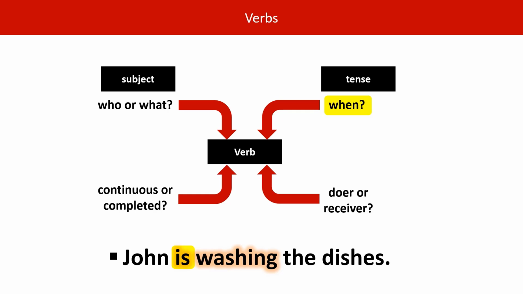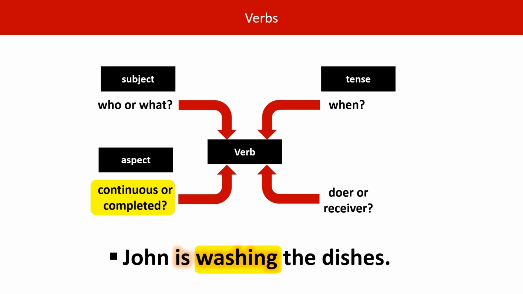Okay, let's look at the next one. Is the action continuous or is it completed? Well, in this example, it's continuous, and that's why we've used washing. This is called the aspect of the verb. Again, we're going to cover this in a minute. And then the last one. Is the subject, we now know what that is, the doer or receiver of the action? And the answer to that question determines our sentence structure. And this is called voice.